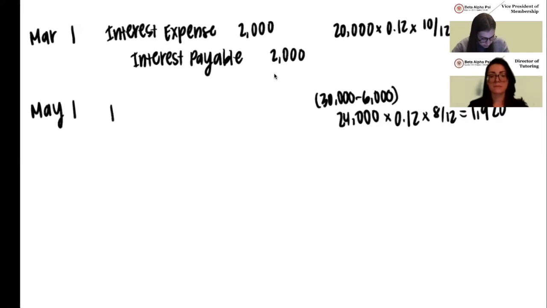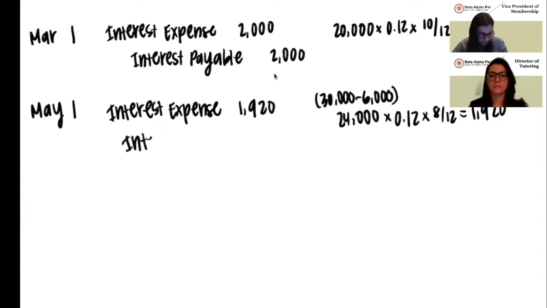So for our interest, we have a debit to interest expense for $19.20. And again, we're not going to pay the interest until we pay the note back. And so we need to increase our payable for now. So a credit to interest payable for $19.20.